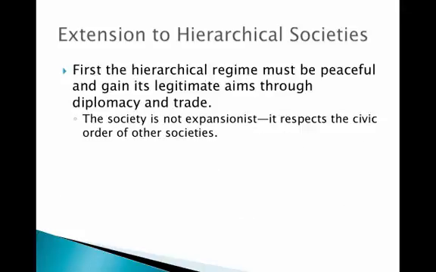What are they? First, the hierarchical regime must be peaceful and gain its legitimate aims through diplomacy and trade. The society is not expansionist. It respects the civic order of other societies. So it's peaceful. Its relationships with other societies are peaceful, basically. Inter-societal relations.